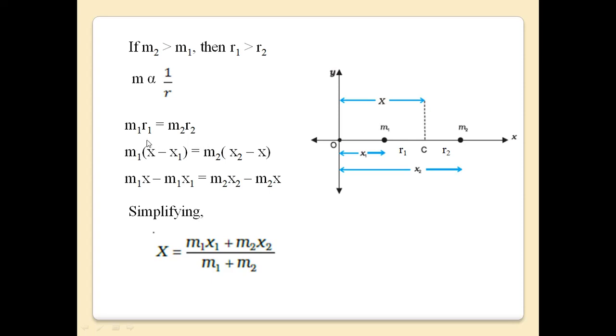Now let us make substitutions for r1 and r2. From the diagram, we can make out that r1 is x minus x1 and r2 is x2 minus x. So when you substitute these values in place of r1 and r2 and simplify, you will arrive at x equal to (m1x1 plus m2x2) by (m1 plus m2). This is the formula for the center of mass, the distance from the origin.